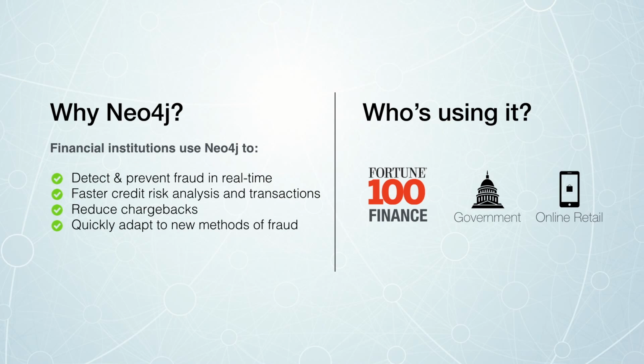So Neo4j is widely adopted for this particular use case. But by the nature of the fraud detection business, we can't reference clients as we usually are able to do. But Neo4j is used by top global financial institutions, government functions all over the world, typically for money laundering, tax evasion, and those kinds of fraudulent activities, as well as many retailers.